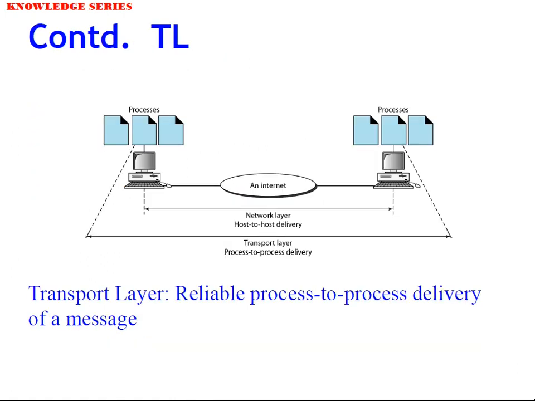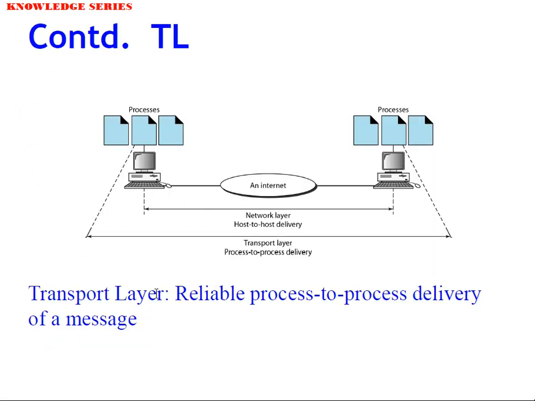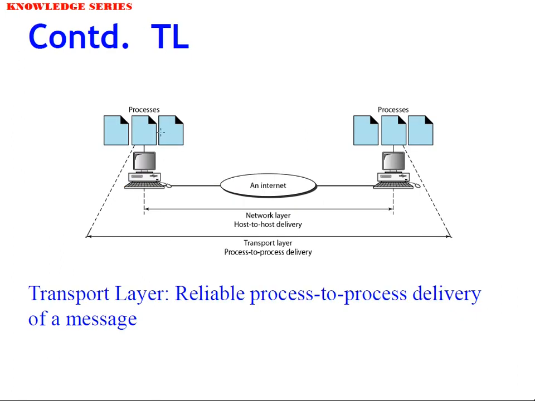Now we are going to see the transport layer. What is going to take place in the transport layer? In the transport layer, you can see the reliable process to process delivery. So that is what we see in the transport layer for further discussion. Here also we are seeing the transport layer. Now here you see the process is there.